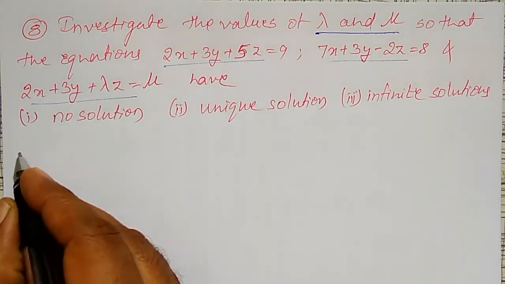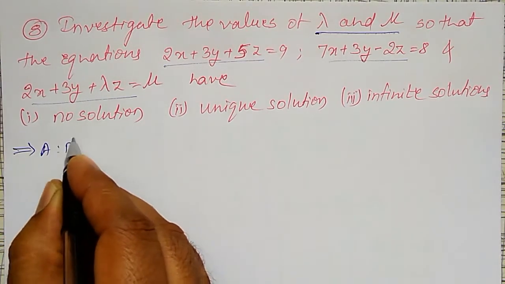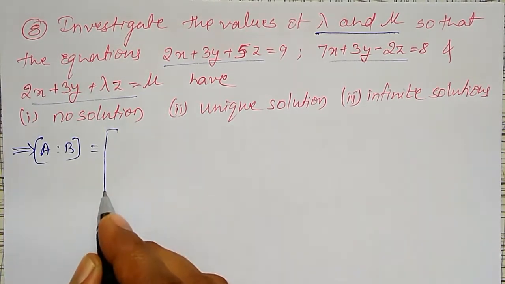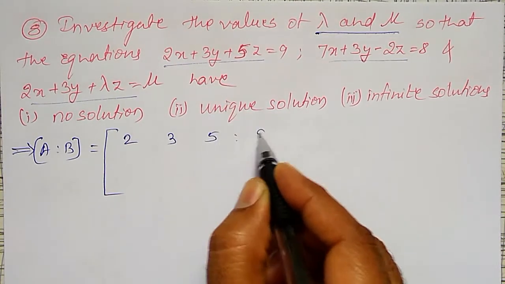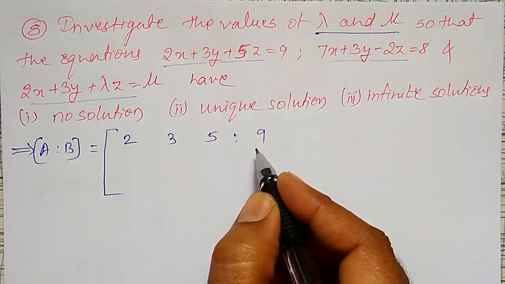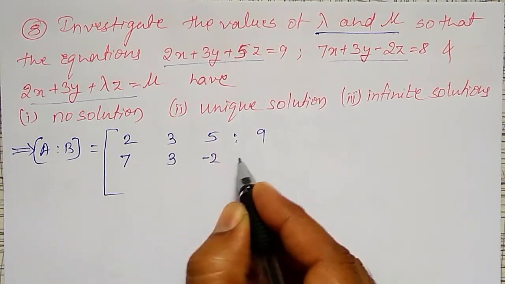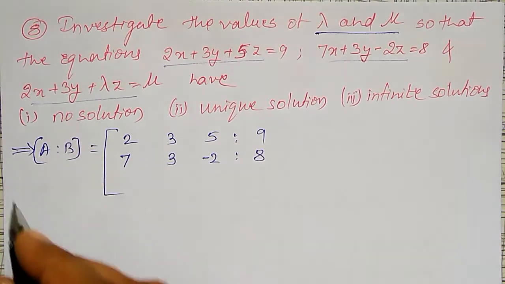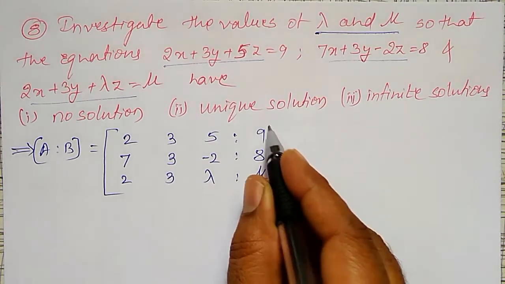For that reason I have to find the rank of matrix A, that is the coefficient matrix, and the augmented matrix with the right hand side values also. Therefore my augmented matrix is given by the first equation, 2, 3, 5 and 9, the coefficients of x, y, z and the right hand side value after a colon, which together become the augmented matrix. The second equation is 7, 3, minus 2, 8. Next the third equation is 2, 3, lambda and mu.